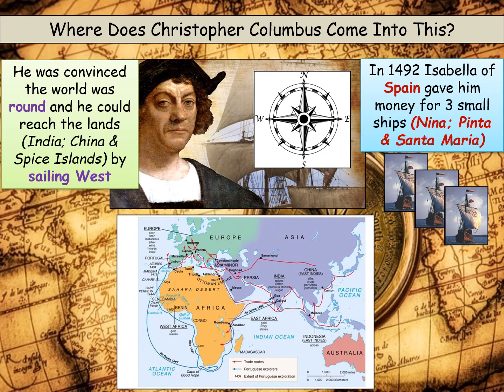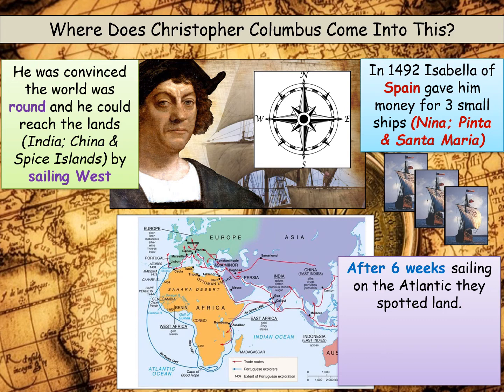So nobody really listened to him for a while, but then in 1492, Isabella, Queen of Spain, decided to give him money to buy 3 small ships in order to actually see if his theory was correct. He named them the Nina, the Pinta and the Santa Maria.